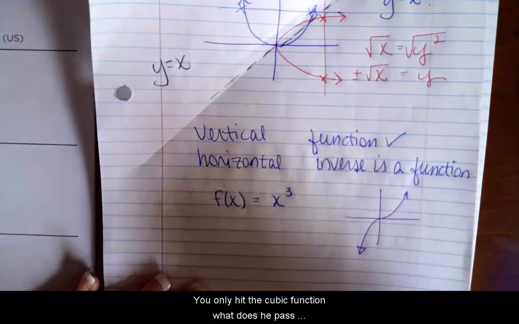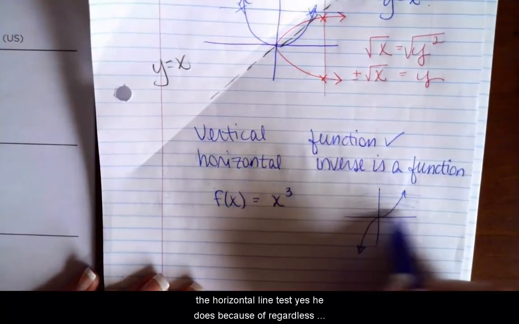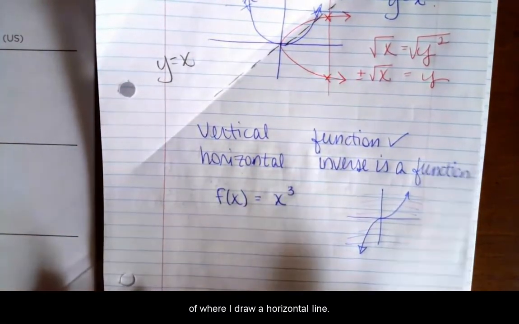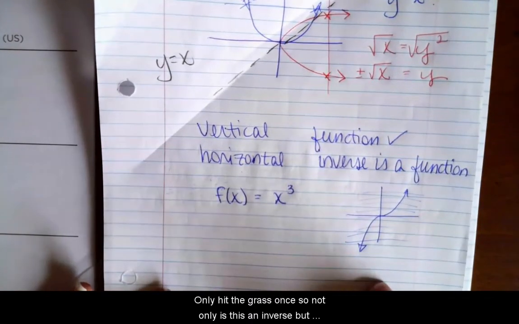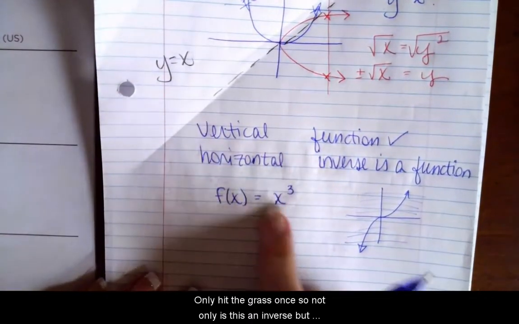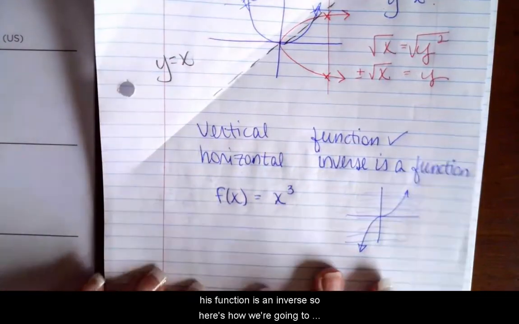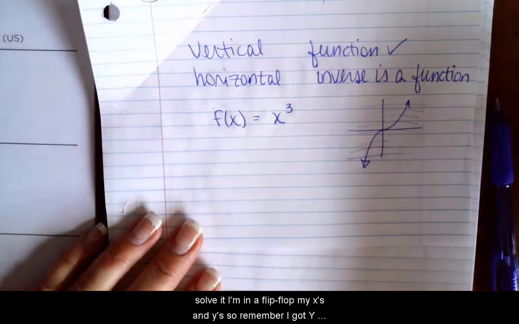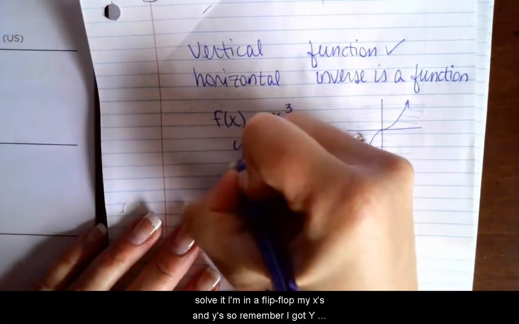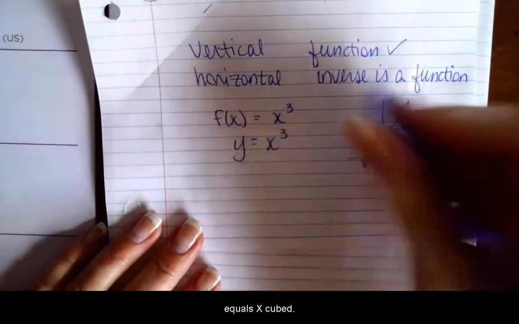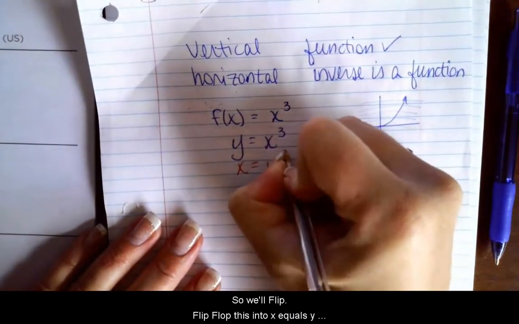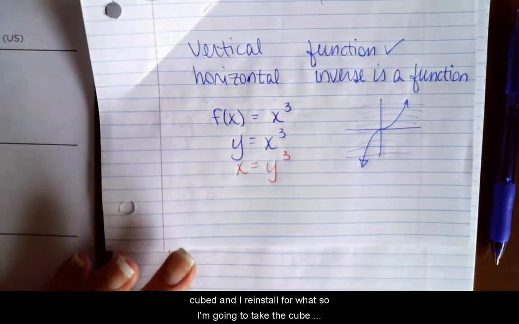Does he pass the horizontal line test? Yes, he does, because regardless of where I draw a horizontal line, he'll only hit the graph once. So not only is this a function, but his inverse is a function. So here's how we're going to solve it. I'm going to flip-flop my x's and y's. So remember, I've got y equals x cubed. So we'll flip-flop this into x equals y cubed.